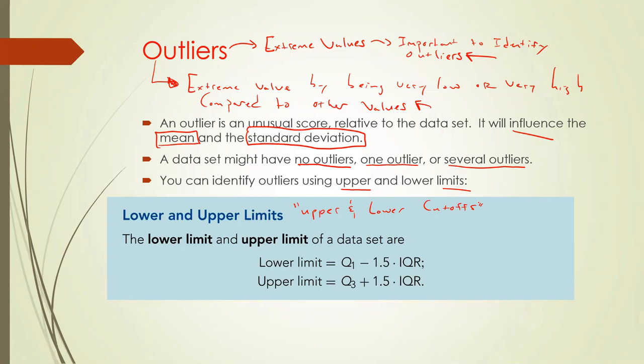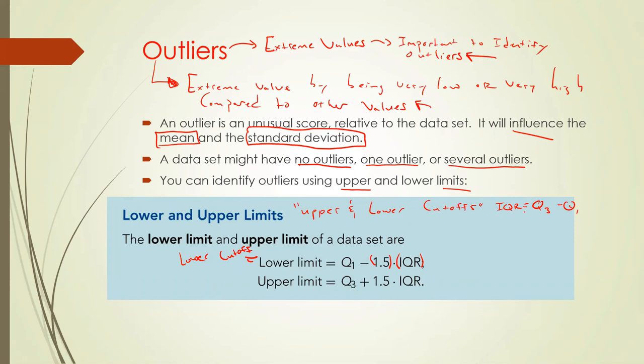So the value for the lower limit, or remember, I'll call it sometimes the lower cutoff, is you take the first quartile and you subtract 1.5 times the IQR. And what does the IQR stand for again? It's the interquartile range, and it's just Q3 minus Q1. So that's why we calculated it before.